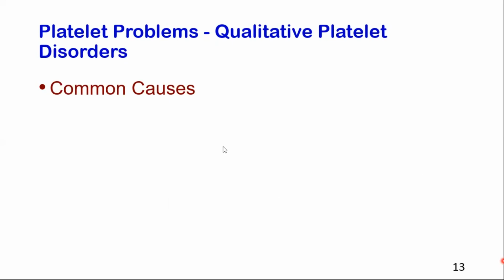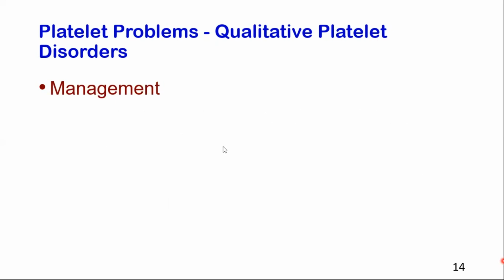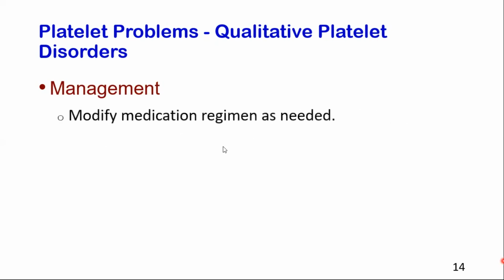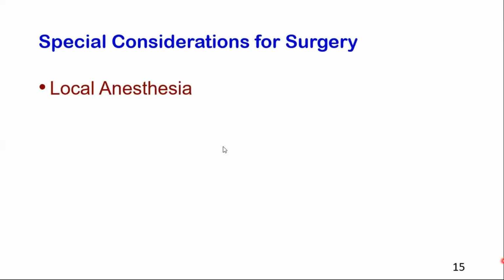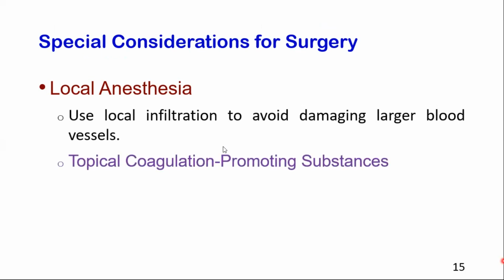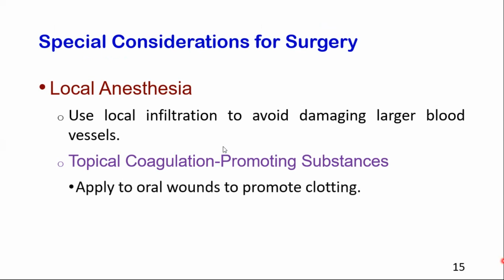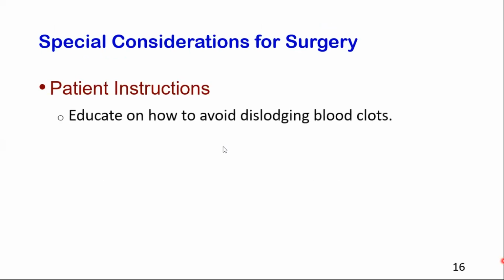Qualitative platelet disorders are often due to medications like aspirin or clopidogrel, or problems with the liver or spleen. It is important to consider modifying the medication regimen to manage these disorders. Even if platelet counts are higher than 50,000 per cubic millimeter, transfusions may be needed if there are concurrent qualitative issues. For patients with bleeding disorders, use local infiltration for anesthesia to minimize the risk of damaging larger blood vessels and causing prolonged bleeding. Topical coagulation promoting substances can help with clotting in oral wounds. Additionally, it is important to instruct patients on how to avoid dislodging blood clots after the treatment.